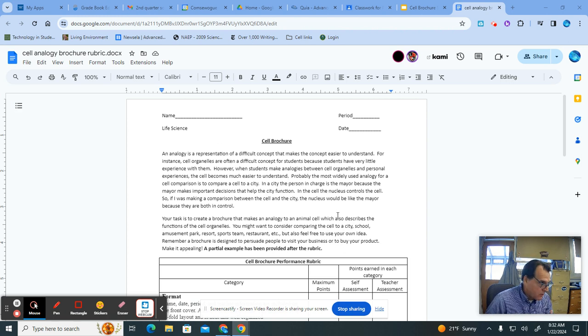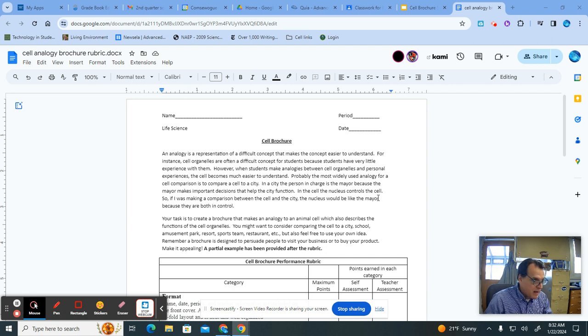So we've looked at some examples. If the cell was a city, the nucleus would be the mayor because the nucleus controls the cell like the mayor controls all of the functions within a city. So that's an analogy, taking something you know, like a city with a mayor, comparing it to something that you don't know that well, like a nucleus. So that helps you understand the nucleus in a better way.